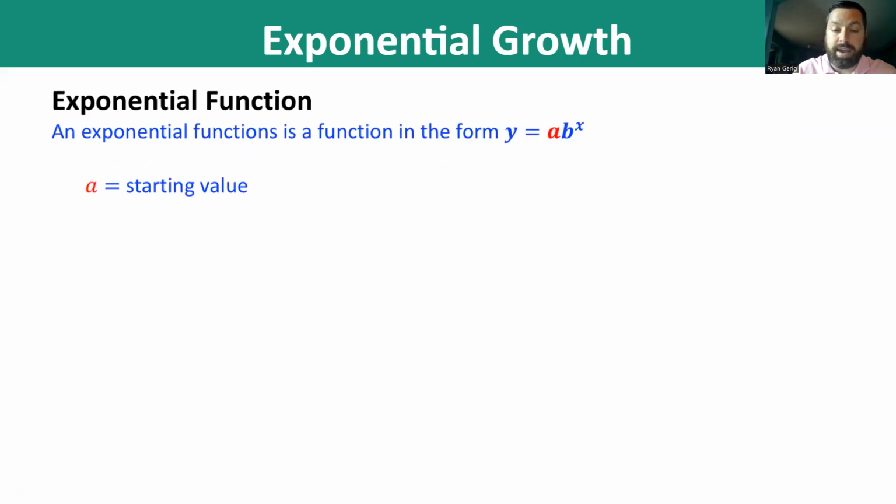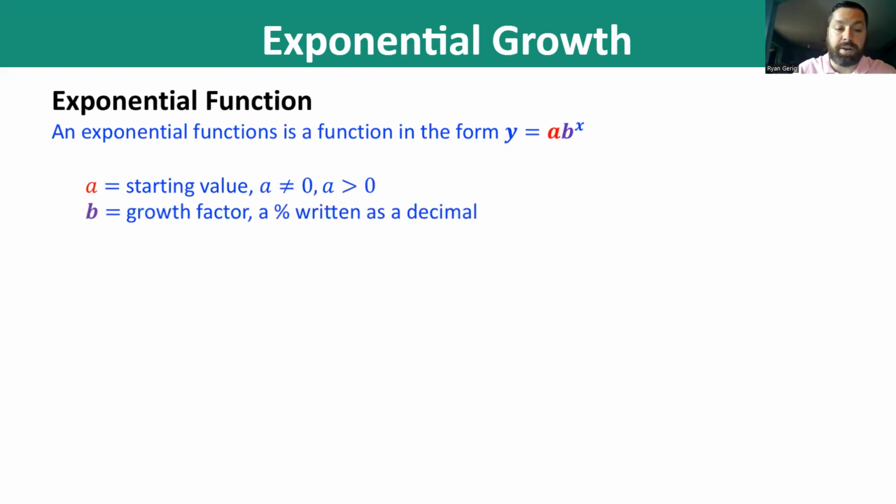Now, the a is the starting value. This will make more sense once we get to the first example. A cannot be 0. It also has to be positive. It has to be bigger than 0. The b value is probably the most confusing part. It's the growth factor. It's a percentage that we write as a decimal. b has to be greater than 1 with growth, only with growth. Next lesson, we're going to talk about decay and what that's going to look like.